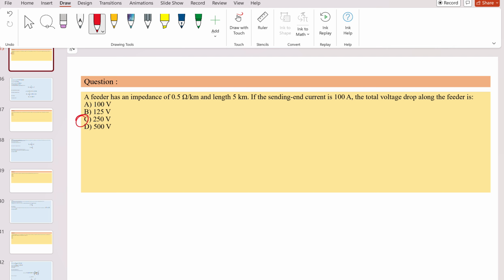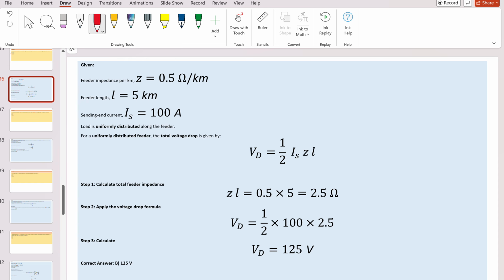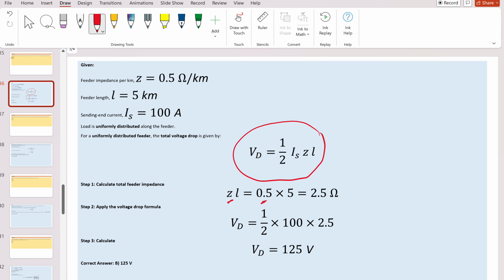There is one formula. You just have to see that the delta V voltage drop formula will be half of Is ZL. The ZL is given as 2.5. That is correct, that option 125. 125 means option C is actually correct. So VD will be equal to half times Is ZL, which is half multiplied by Is, given as 100, and this is 2.5. VD will come out to be 125. You don't have to go into the depth of that. You just have to remember a few of the formulas: the current drop at a particular location, what the power loss will be, and what the voltage drop will be.